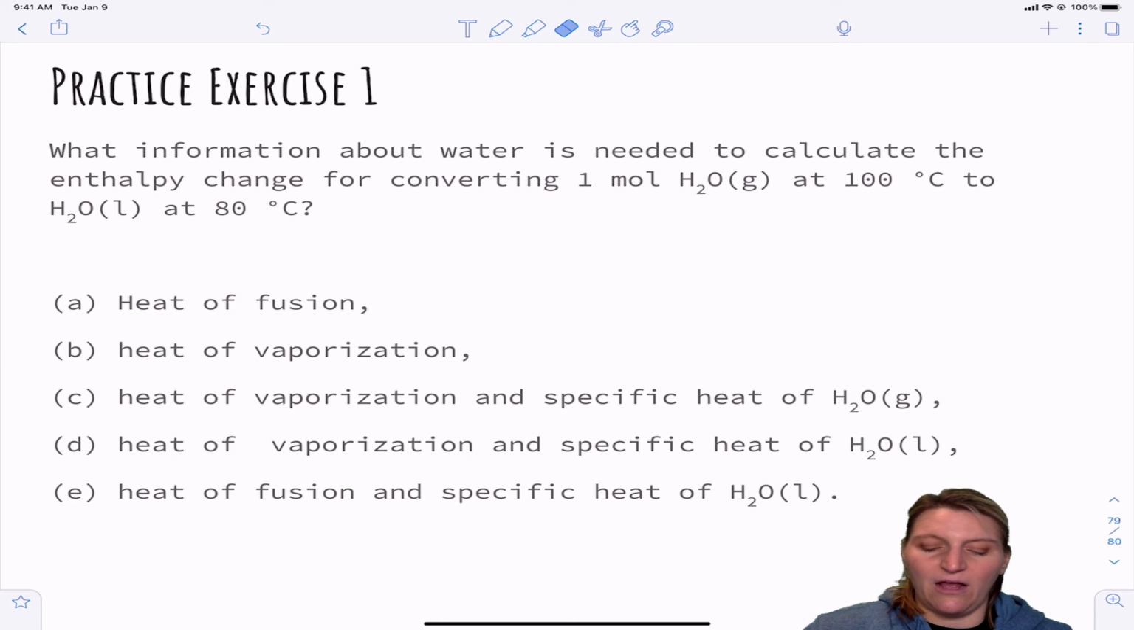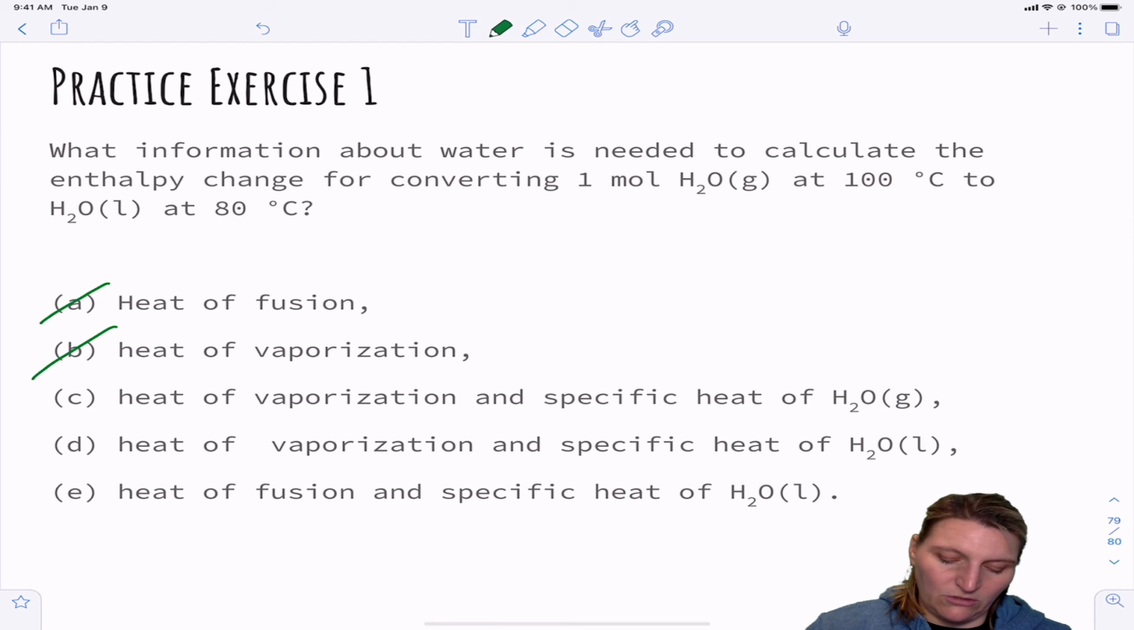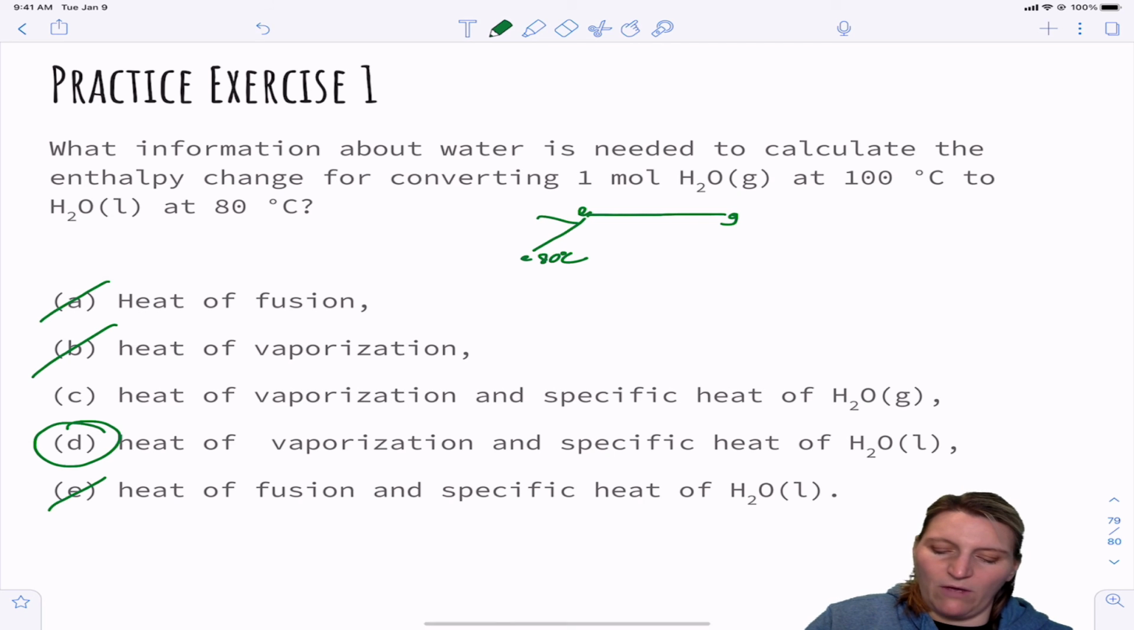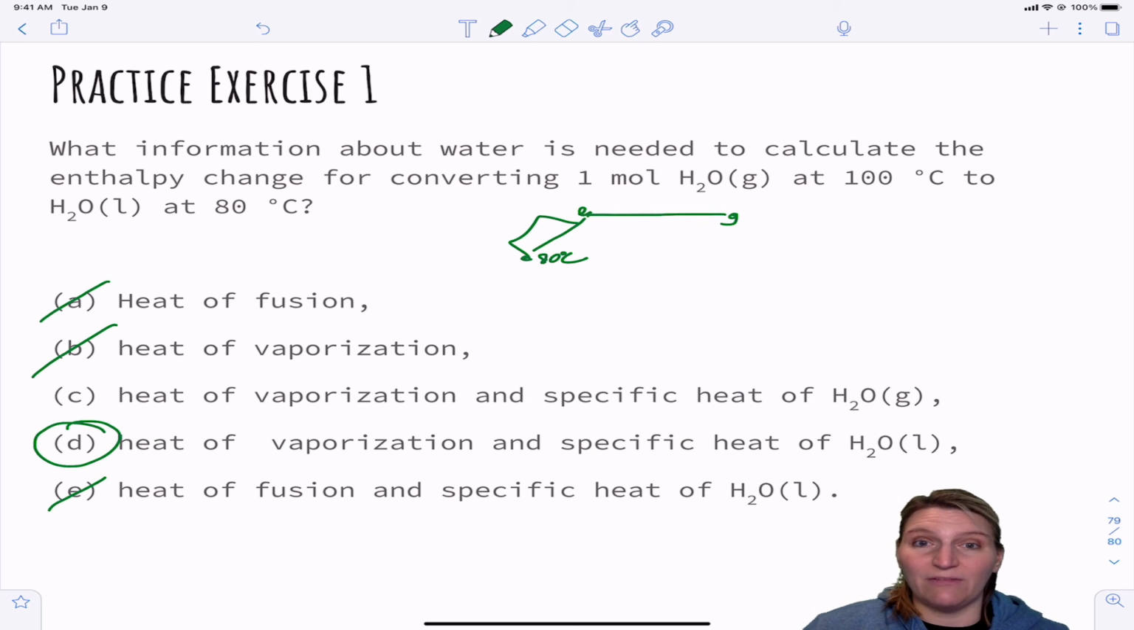And then the liquid water at 100 degrees Celsius to liquid water at 80. So I'm going to need to definitely use the delta H of vaporization and the specific heat. So these two are out. The heat of vaporization and the specific heat of liquid water, because if you're thinking about it, here would be gaseous water, liquid water, and then there's liquid water at 80 degrees Celsius. So I would need to find the specific heat capacity of liquid water.